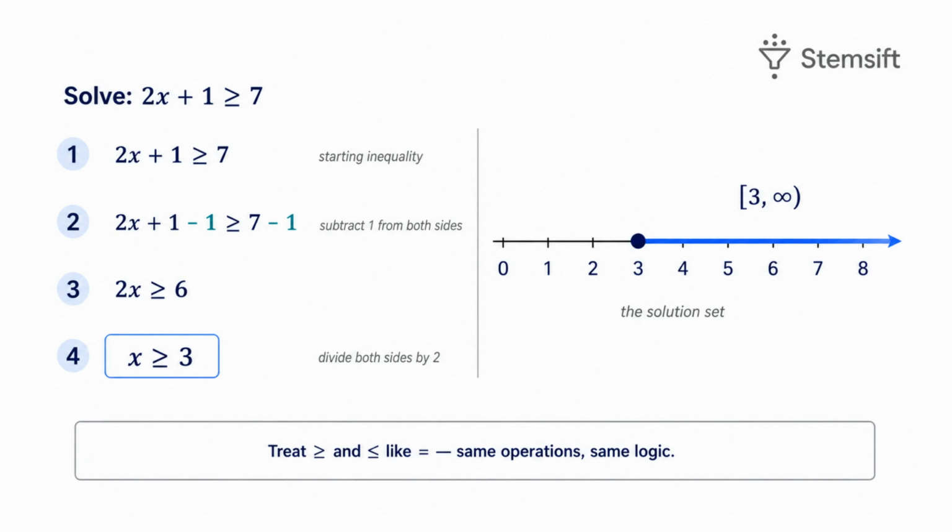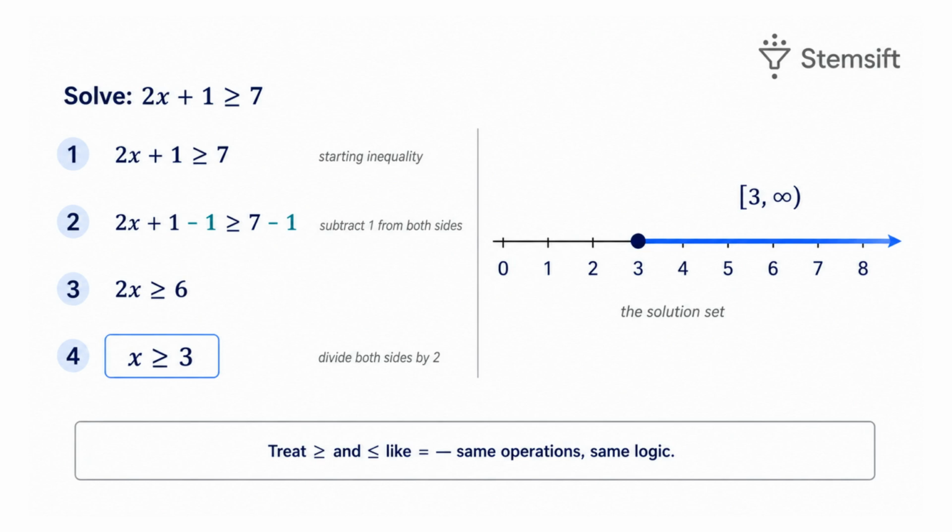Next, divide both sides by 2. Left becomes x, right becomes 3. So x greater than or equal to 3. That's it. Every real number that's 3 or bigger satisfies the original inequality. Plotted on the number line, solid dot at 3, blue strip extending right forever. In interval notation, that's [3, infinity).